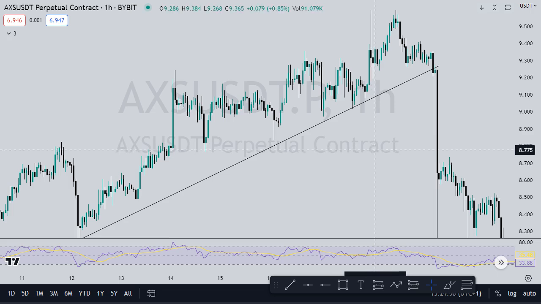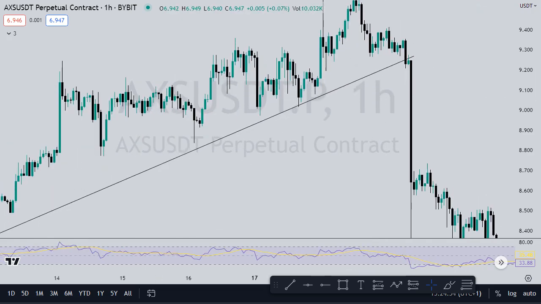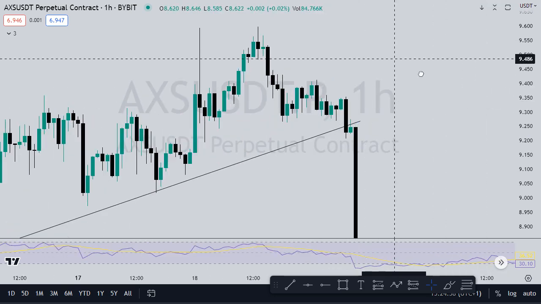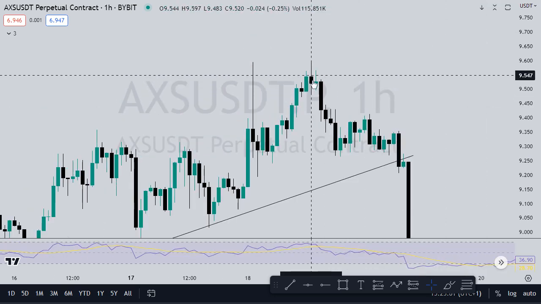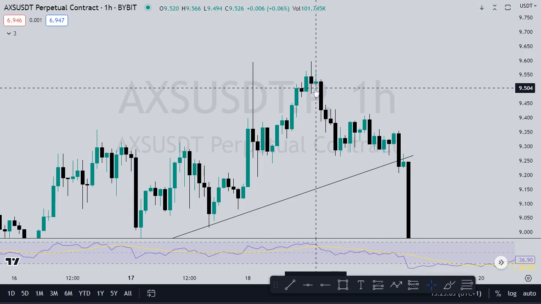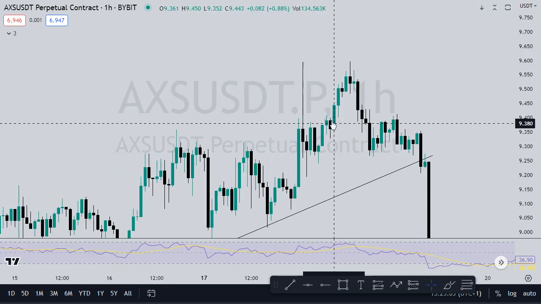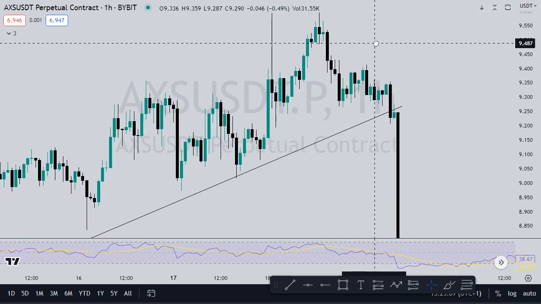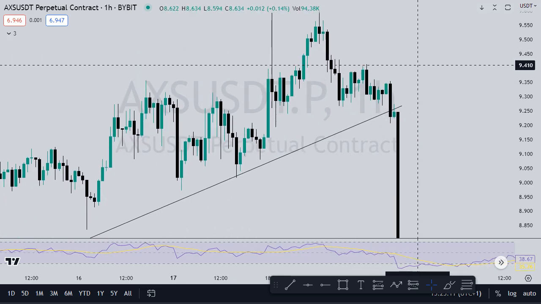As you can see right here, a Harami pattern formed at the top of this place. This is the first Harami pattern that formed. Let me open this up for you. This is the mother candle and this is the baby candle that formed to show you that the market has started consolidating to take a shift to the other side of the market.